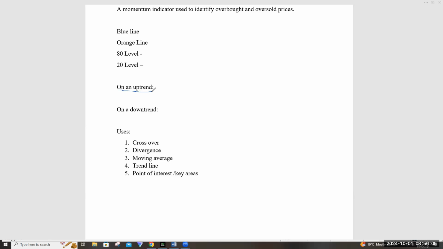So if the market is on an uptrend, as we have mentioned, you're going to find that the blue line will be at the top while the orange line will be at the bottom. You may use your stochastic indicator for what we refer to as market analysis. You want to know the direction of the market. So if you just check on your oscillator, then you will know the direction of the market.